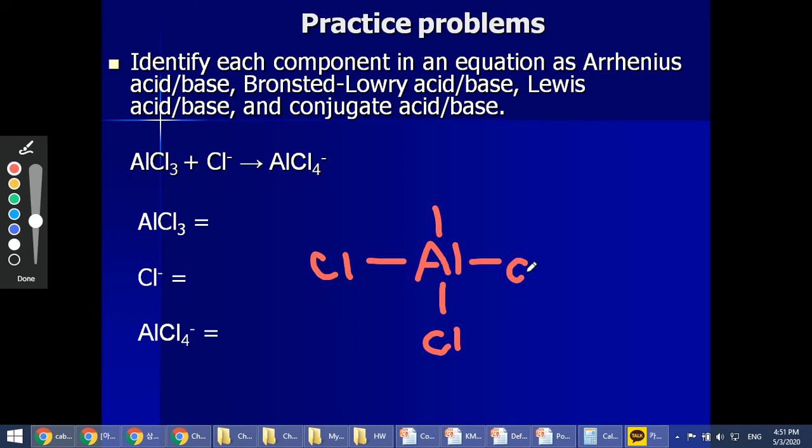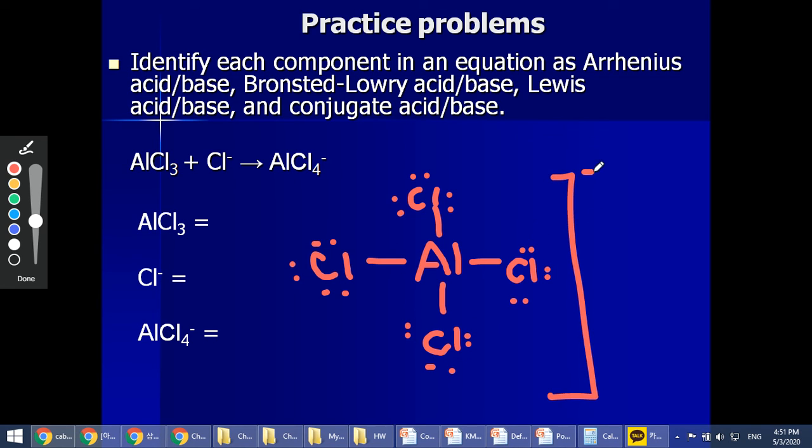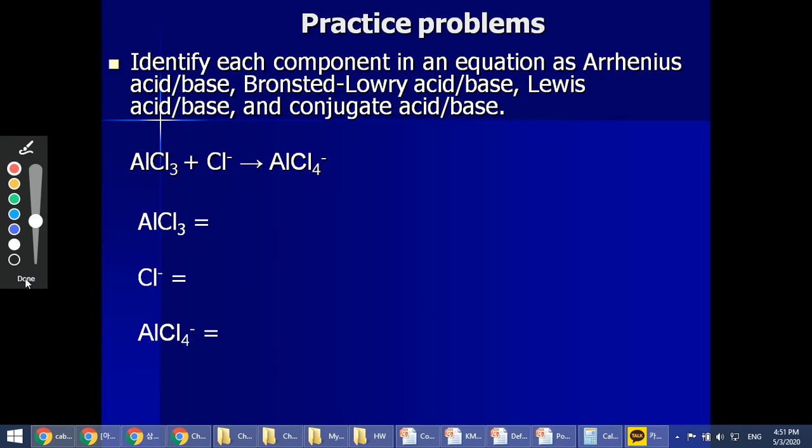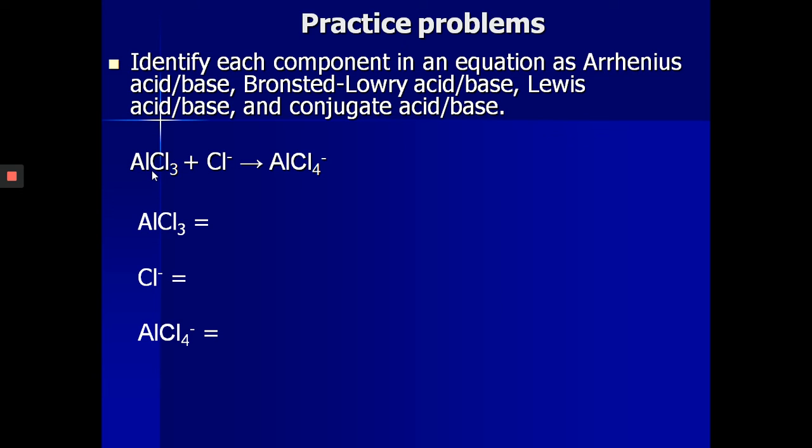right, chloride that's connected, and this is going to now carry an overall -1 charge. So that's going to look like this. So aluminum chloride is the one that accepts the lone pair electron. So this is going to be Lewis acid. And chloride is the one, anion, who donates the electron pair. So Lewis base. And AlCl4 is basically a combination of these two.